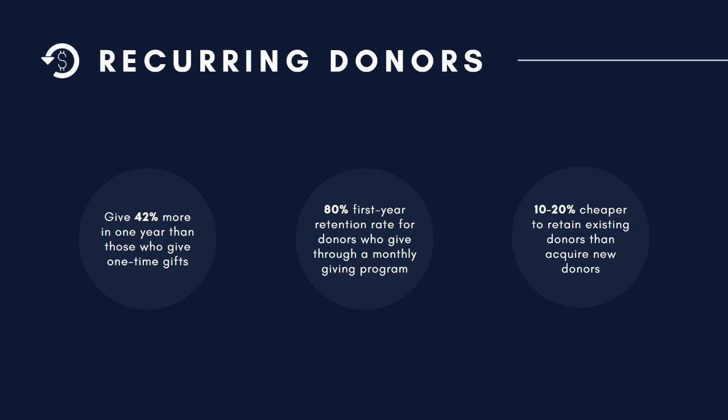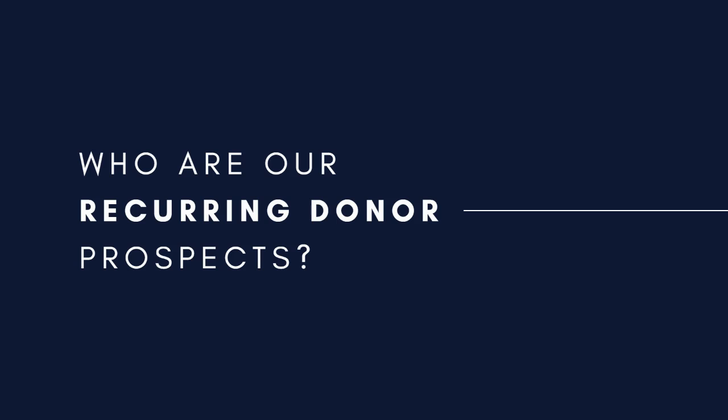Did you know that recurring donors give 42% more in 1 year than those who give one-time gifts? And also, there's an 80% first-year retention rate for donors who give through monthly giving programs. Lastly, it's 10 to 20% cheaper to retain existing donors than acquire new donors. With that said, if you haven't yet invested in a recurring donor appeal, this might be the time.